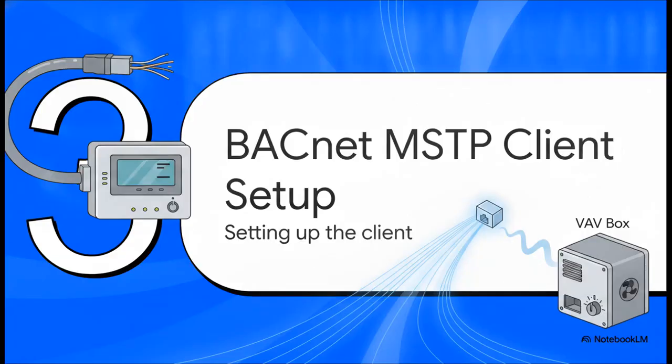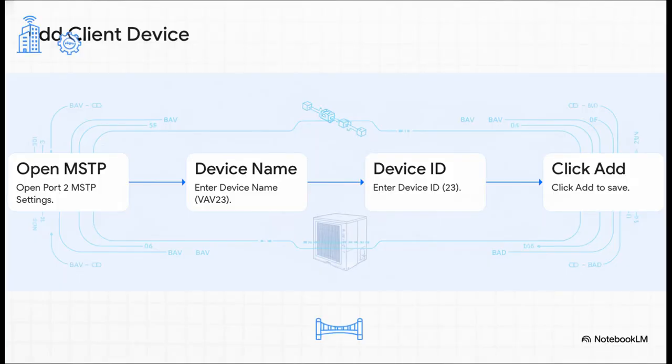All right, Section 3, BACnet MSTP client configuration. Let's move down the hierarchy and configure the side that actually talks to our VAV box. Because we just set up those converter settings, the left-hand menu actually dynamically updates for us. Pretty neat. Now you're going to open Protocol Settings and then click right into Port 2 MSTP settings.